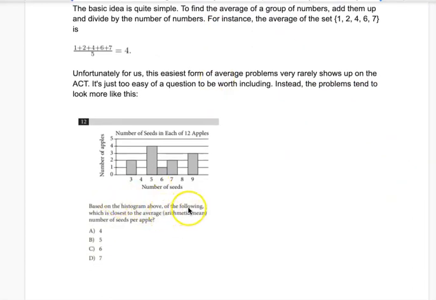So based on the histogram above, what is closest to the average number of seeds per apple? So in this case, we have to read the chart. Okay, so that's how they've made it a little bit more interesting, right? So there are 2 apples with 3 seeds. Okay, so they're asking for the number of seeds on average. So we have 2 with 3. Then there are 4 with 5. And then there's 1 with 6, 2 with 7, and 3 with 9.